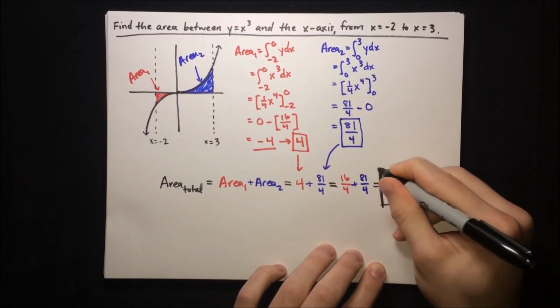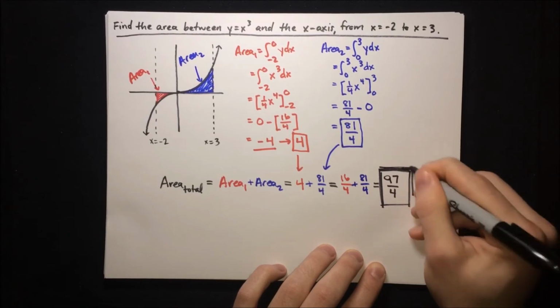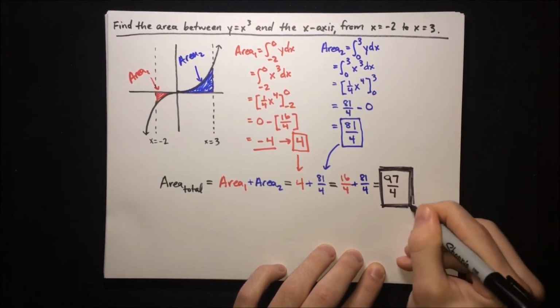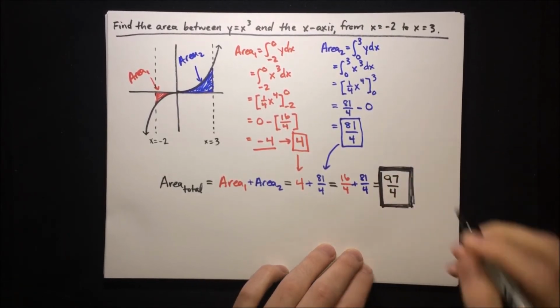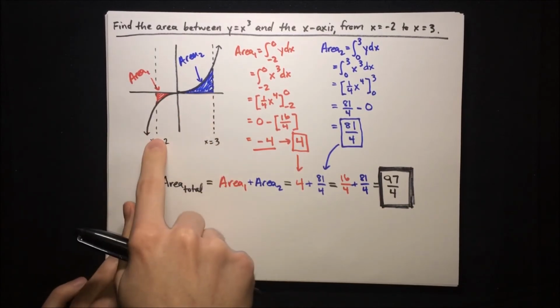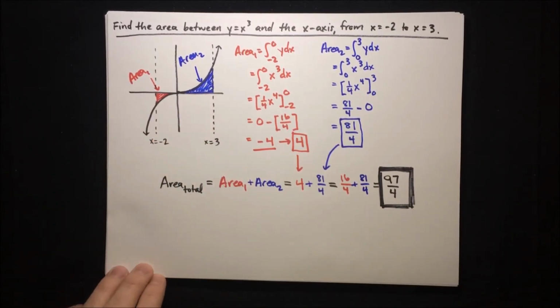So this will box nice and heavy because this is the total area between that function y equals x cubed and the x-axis from x equals -2 to x equals 3.